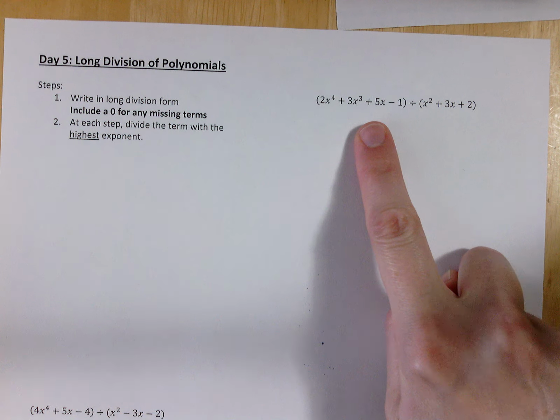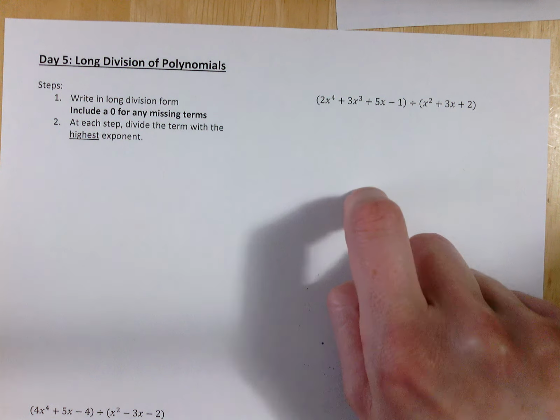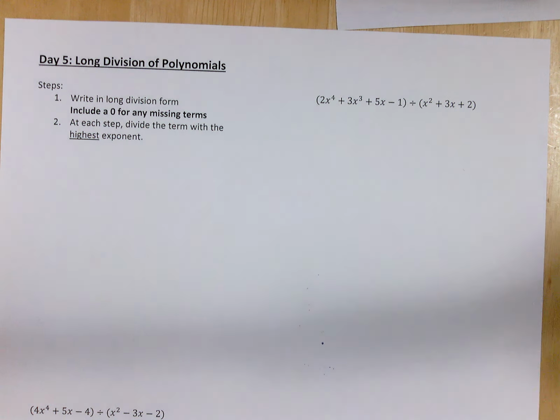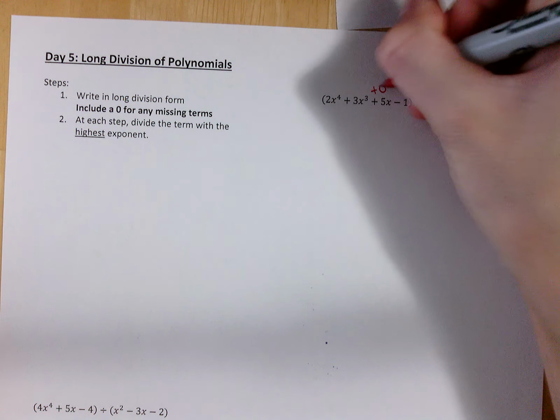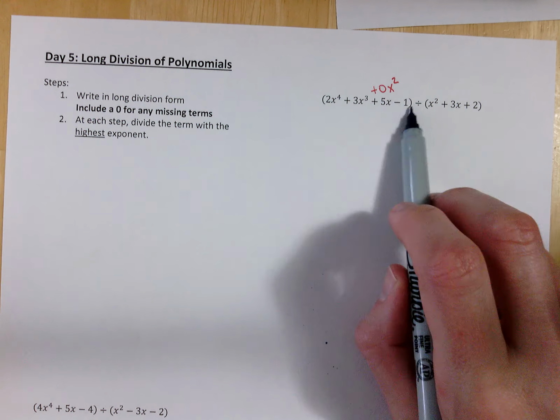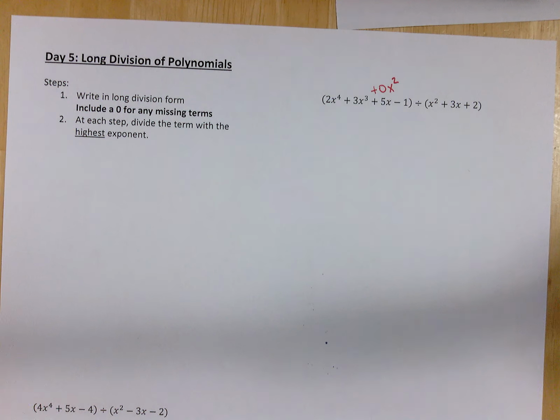So let's take a look at this problem. So first thing I'm always going to check for is see if there's anything missing. I've got an x to the 4th, an x to the 3rd, but no x to the 2nd, right? So you need to add in a 0x squared just as a placeholder, just like how you put a 0 in the middle of a number to act as a placeholder. It's just going to help things get lined up properly. Okay. Other than that, I've got an x, I've got a 1. There's no missing terms over here. If you had a missing term on this side, you'd add a 0 in as well.